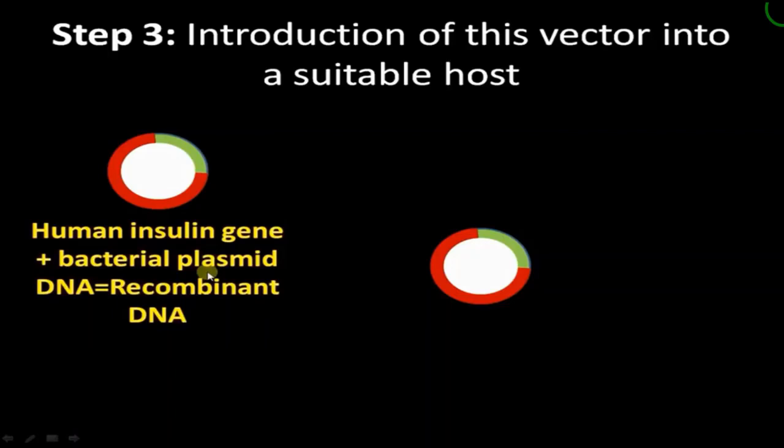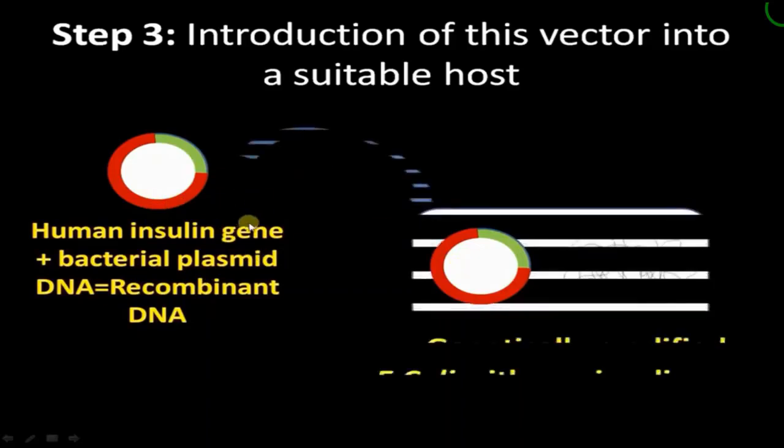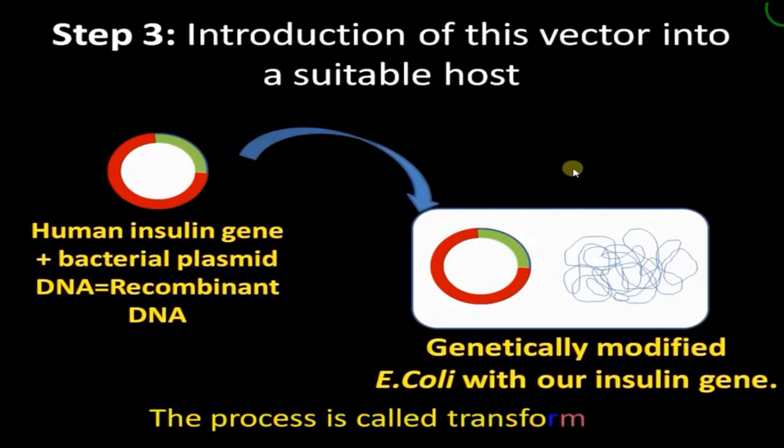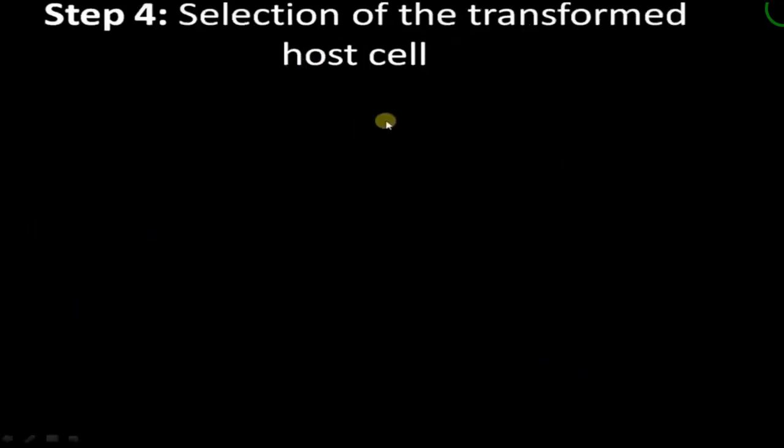Now step 3, introduction of this vector into a suitable host. We have incorporated the human insulin gene into the plasmid, that is a recombinant DNA. Now where do we introduce it? We introduce this gene into the host cell, genetically modified E. coli with our insulin gene. This process is called transformation. Have you got it, children? Transfer of rDNA into a bacterial host cell is called transformation.